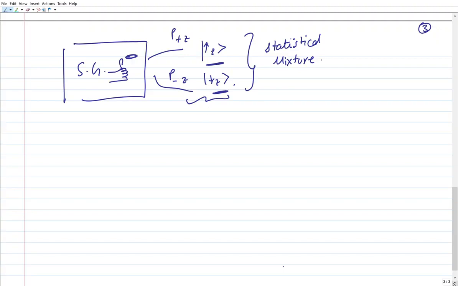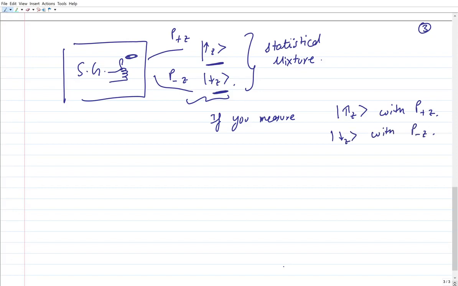So what happens if you measure the system? Well, you get plus z with the probability P plus z and minus z with the probability P minus z, irrespectively.